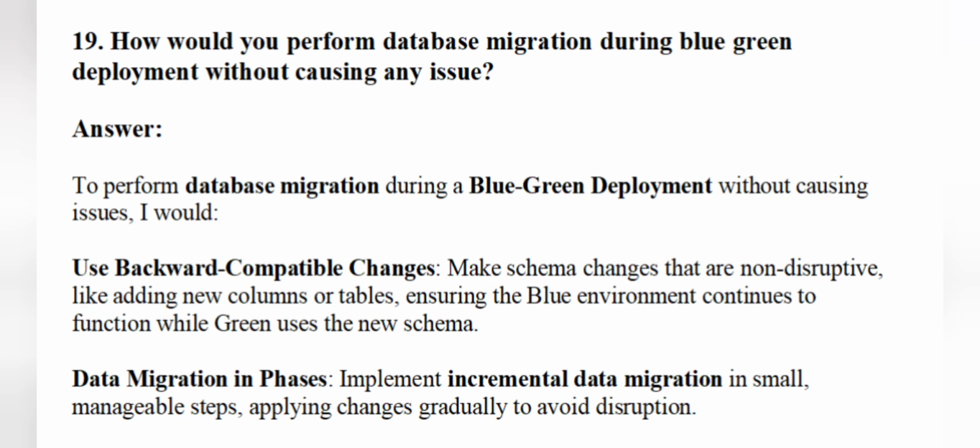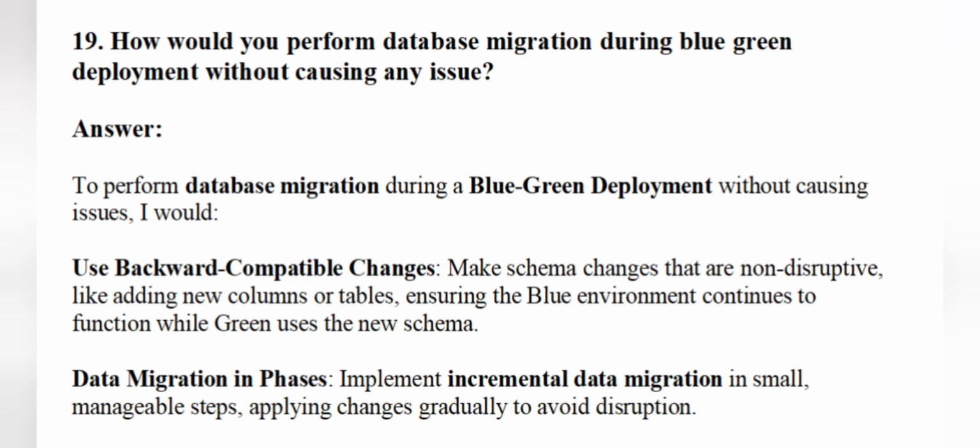The next question is, how would you perform database migration during the blue-green deployment without causing any issue? The answer to this is, to perform database migration during a blue-green deployment without causing issues, I would do the following. Use backward compatible changes. Make schema changes that are non-disruptive, like adding new columns or tables, ensuring the blue environment continues to function while green uses the new schema.